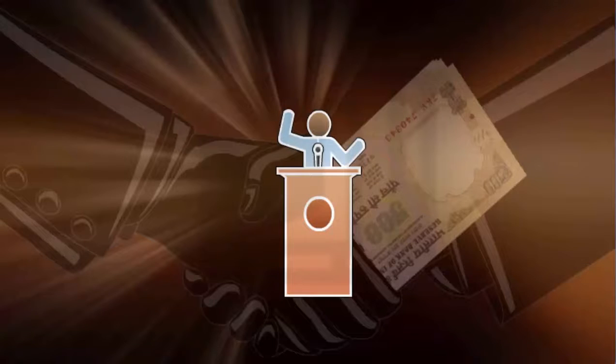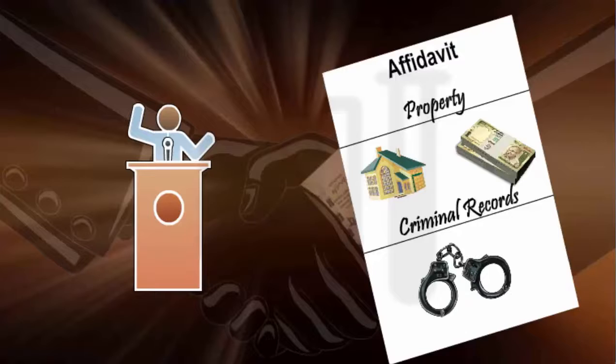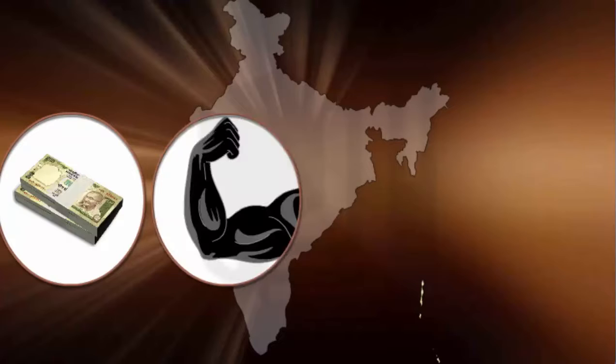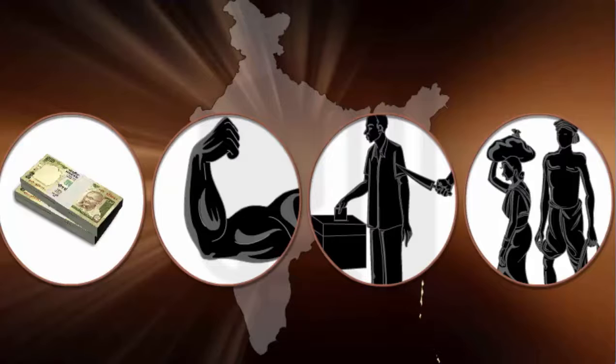Corruption is another major challenge to Indian democracy. This challenge is related to the criminal records and personal possessions of the politicians. However, mandatory filing of an affidavit with details of personal possessions and criminal records, if any, has led to transparency. Apart from this, money, muscle power, lack of election ethics, and insufficient representation of women and minorities are common challenges faced by the Indian democracy.